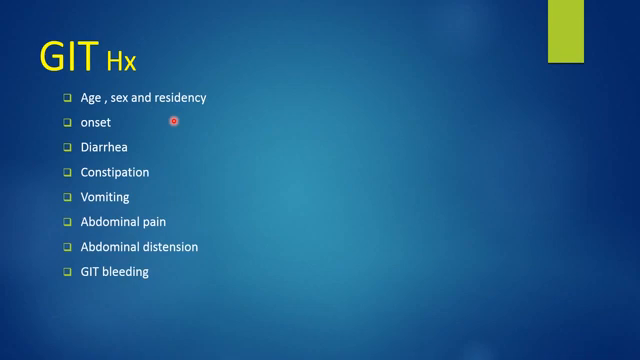Also, we have to ask about abdominal pain, if it is present. Abdominal pain is very important, especially in older children, because we have to ask about the site of the pain that may indicate the origin of the pathology. Is it epigastric, right hypochondrial, left hypochondrial, or lower abdominal? All these may indicate the site of the pathology.